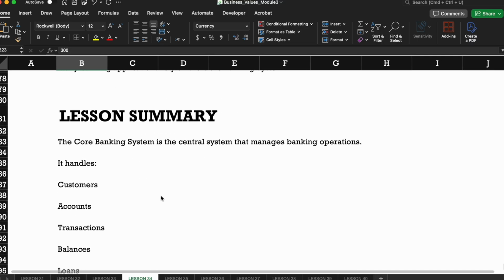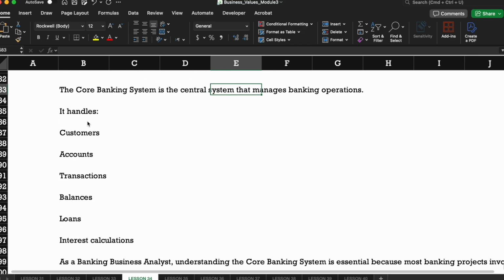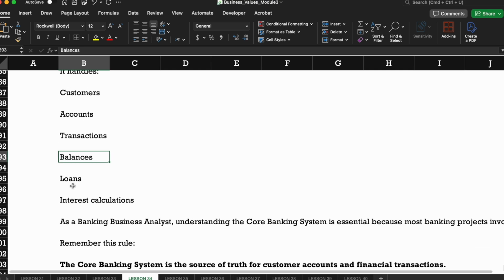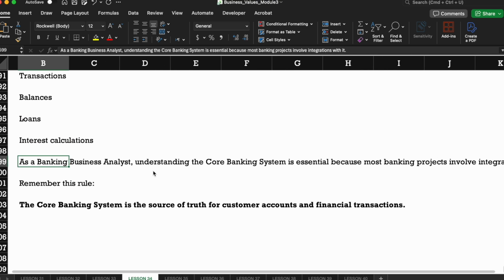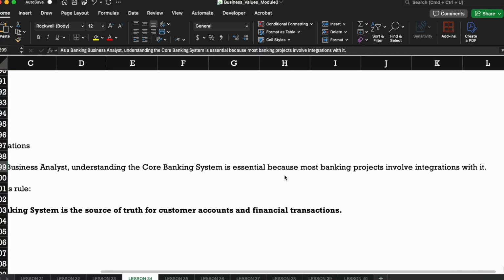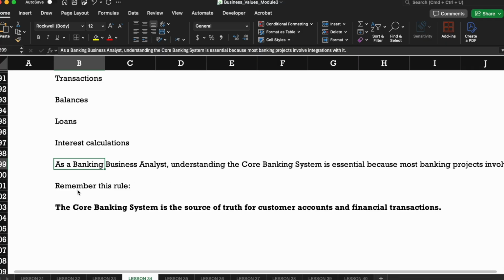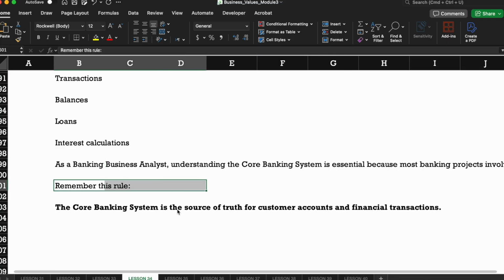Lesson summary. The core banking system is the central system that manages banking operations. It handles customers, accounts, transaction balances, loans, interest calculations. As a banking business analyst, understanding the core banking system is essential because most banking projects involve integration with it. Remember this rule: the core banking system is the source of truth for customer account and financial transactions. So that's the end of lesson number 34.